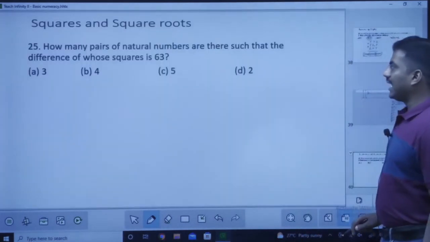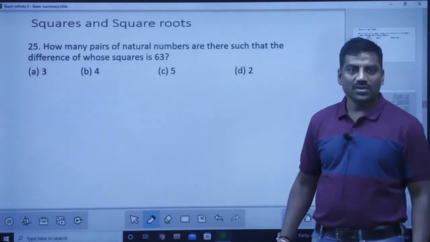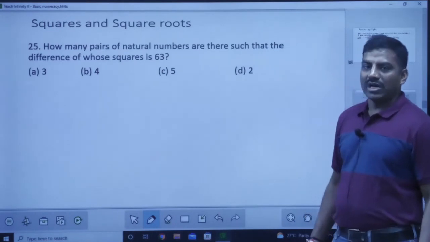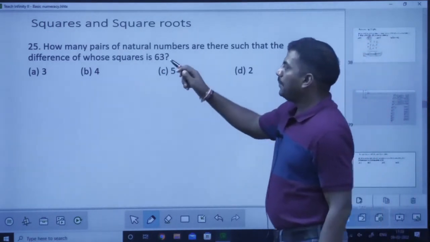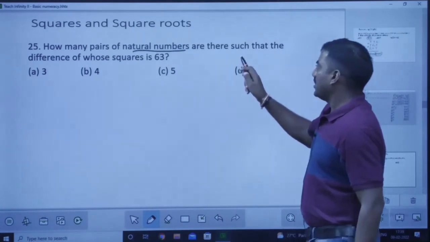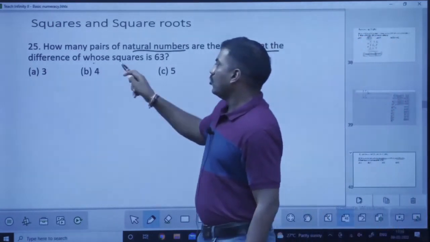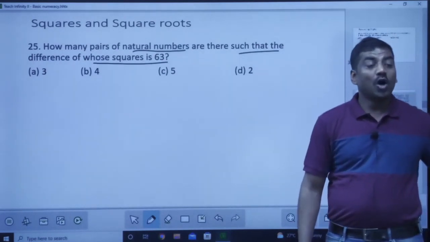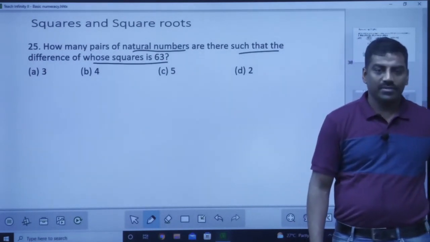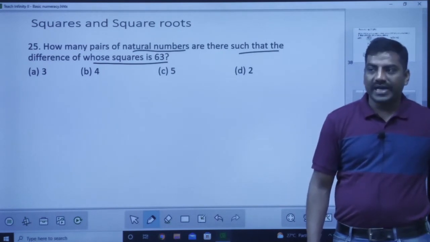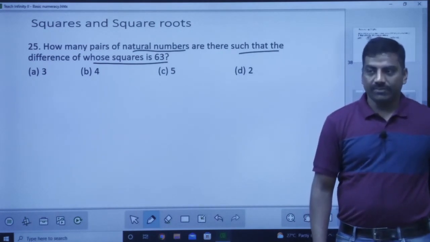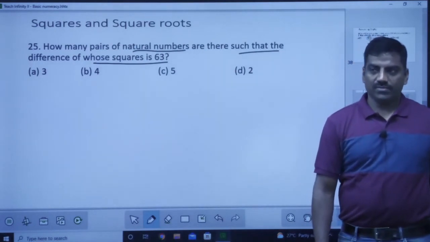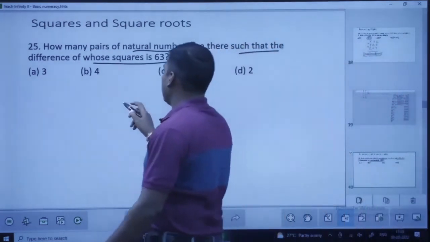And recently again the questions started coming up from squares. One such problem I have found out. How many pairs of natural numbers are there such that the difference of whose squares is 63? You have to consider two natural numbers. I'll consider x and y.